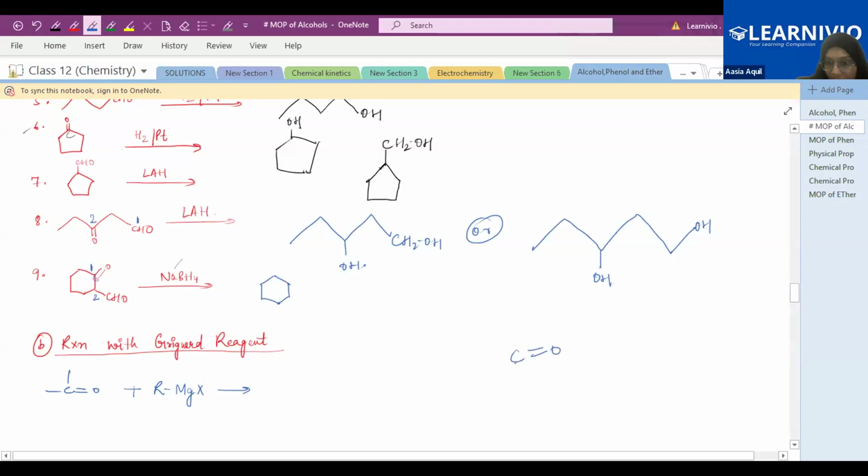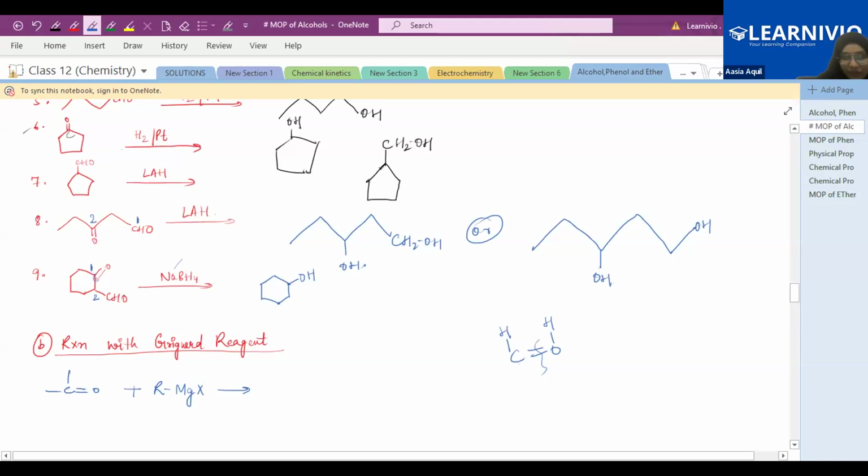What you're supposed to do is break this CO bond, and attach one hydrogen on this oxygen and one other hydrogen on this carbon. So you will get CHOH, right? So you just attach OH over here, right? On this oxygen, hydrogen will be attached.